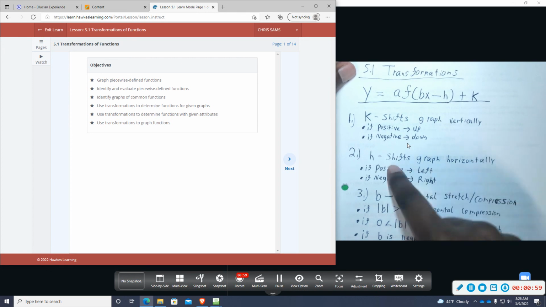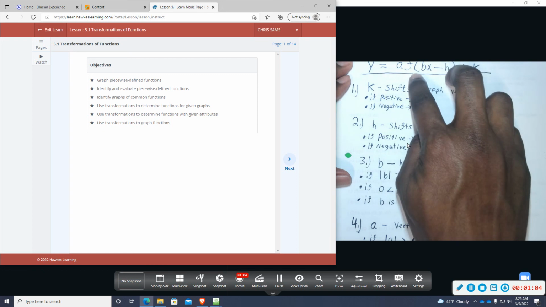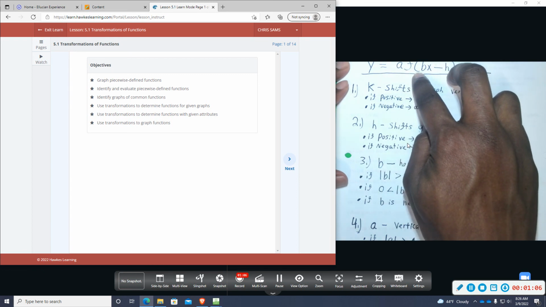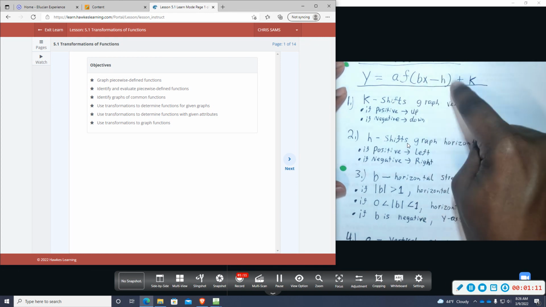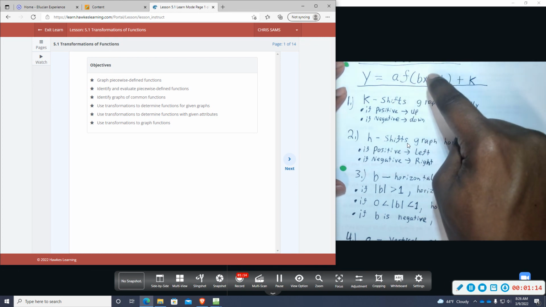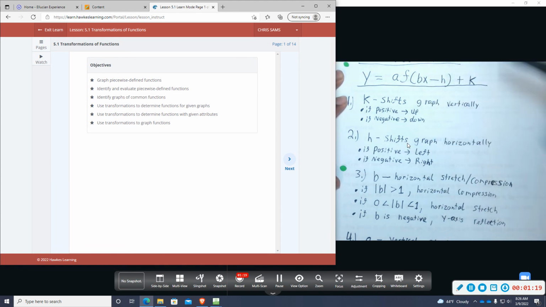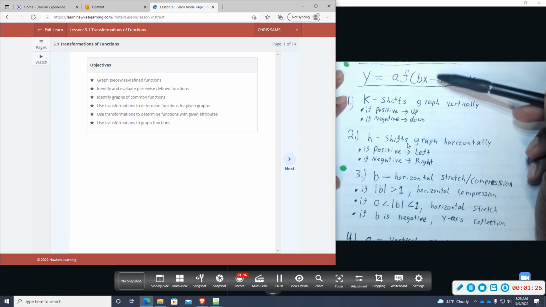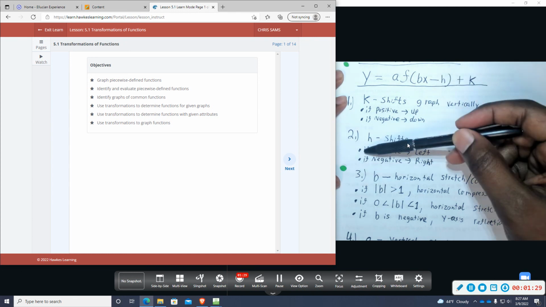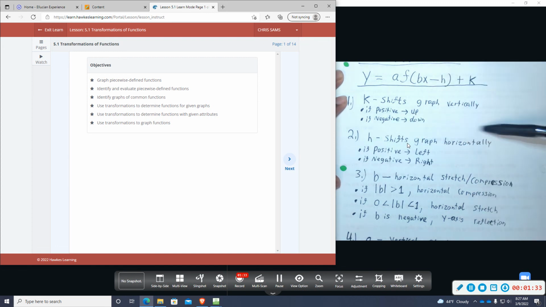All right, and then the H. So what you'll notice, the things in parentheses with X, this is the way I train myself to learn it. The things in parentheses with X, they are going to do the opposite of what you think, based on what you see visually. So H is going to shift the graph horizontally, so left and right. So if you see a positive value here, it's going to go left. And if you see negative, it's going to go right. So it does the opposite of what you think as far as the x-axis is concerned.